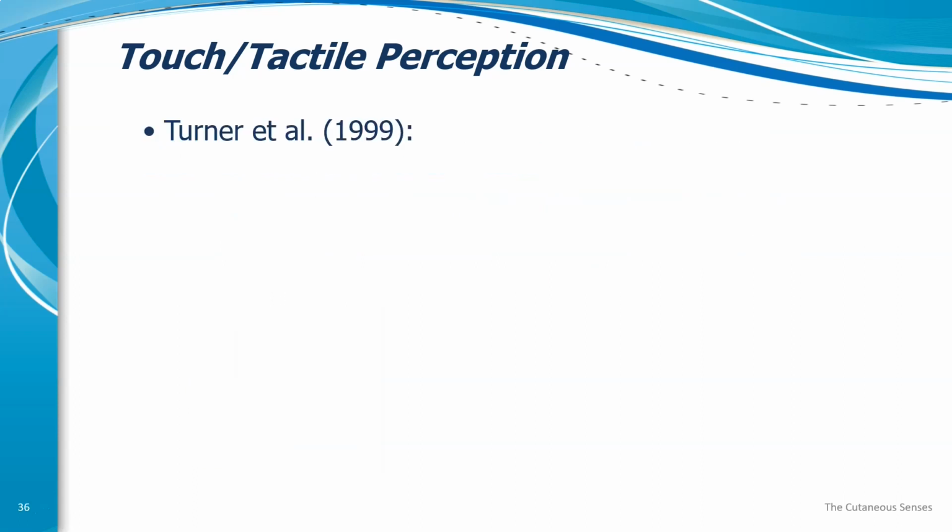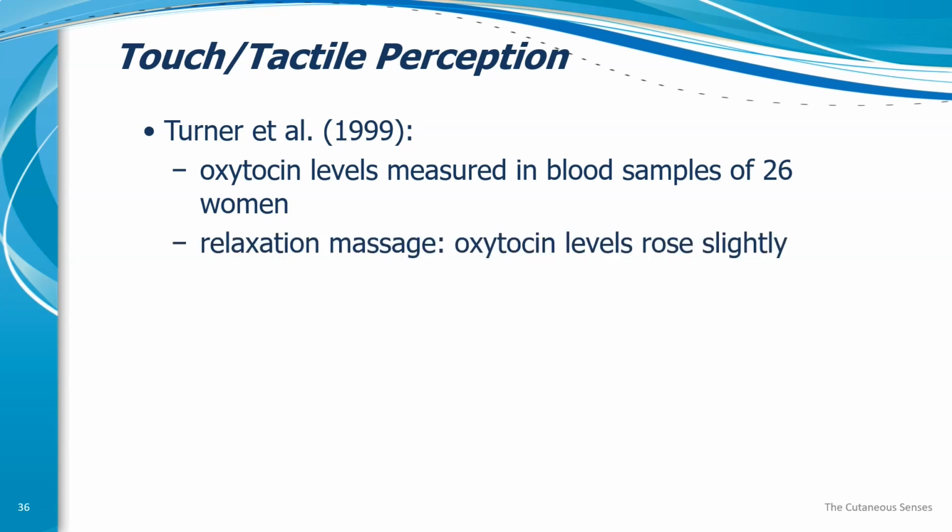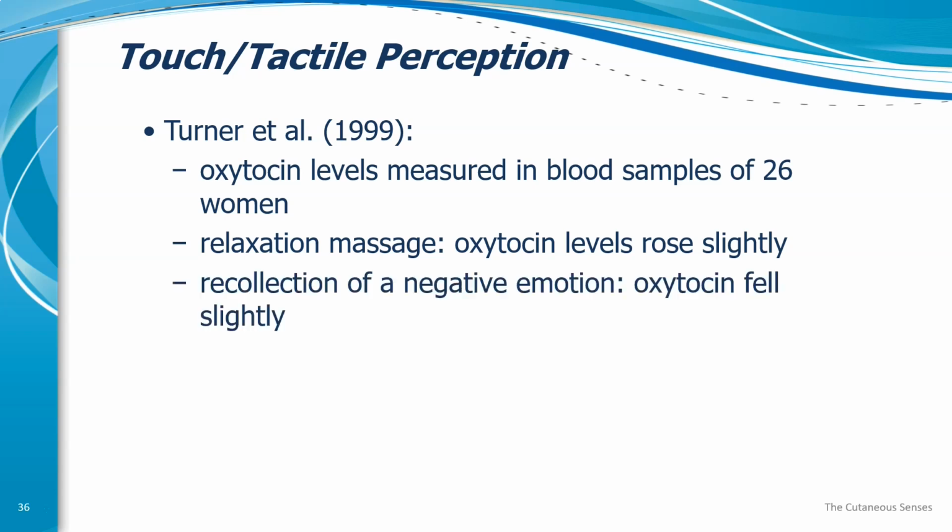So again, going to some of the foundational research from the 90s, they measured oxytocin levels in blood samples in 26 women, so a pretty small sample. Women got a relaxation massage. Where do I sign up for that? And they got paid for it too? Nice. And their oxytocin levels rose slightly, measurably, but not a huge amount, but still.